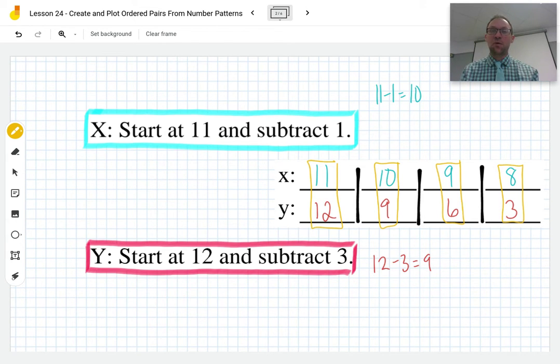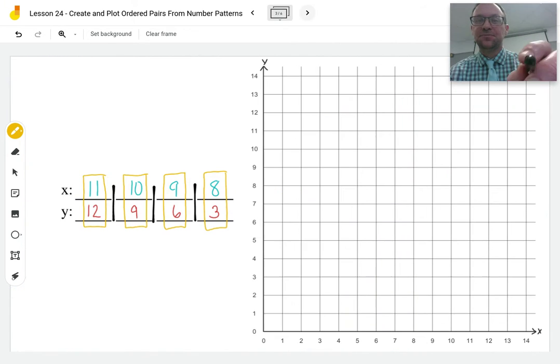Now that we have our four ordered pairs, let's go to our coordinate grid and plot them. Here we have a first quadrant coordinate grid. We are going to plot these points in order. That's really important. So I'm going to number them: 1, 2, ordered pair number 3, and ordered pair 4. Let's plot them in that order.